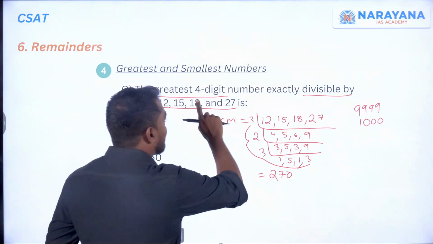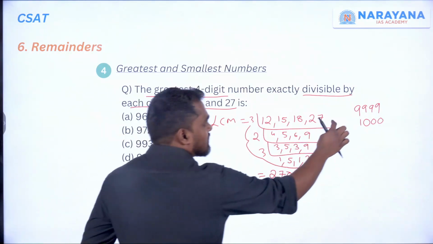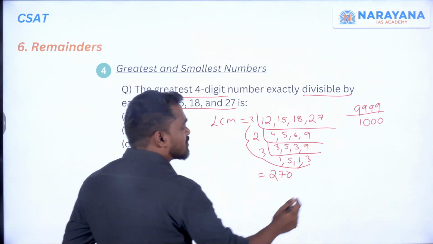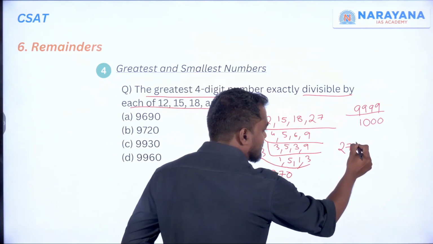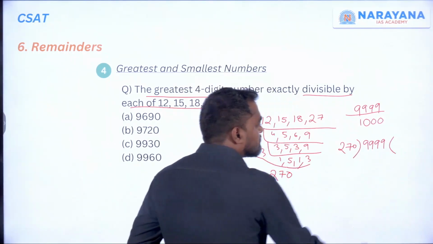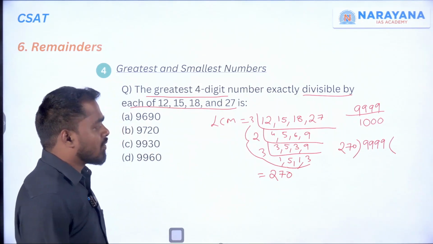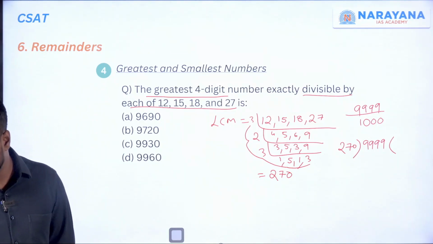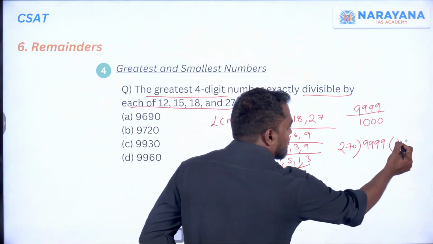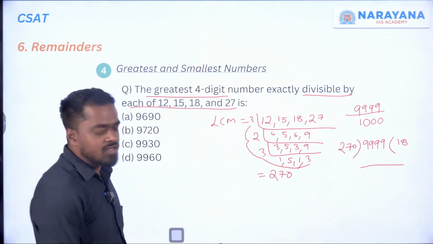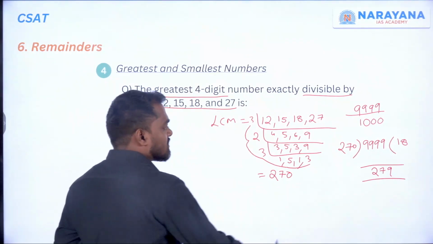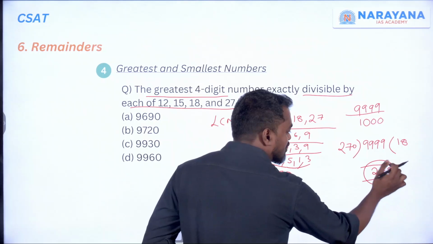Next, what is the highest 4-digit number? That is nothing but 9999. Divide that highest 4-digit number with this 270, that is the LCM. So 270 into 9999. If you do it, you will get around 37, and you will get the remainder as 279. So after doing this division, you will get the remainder as 279.